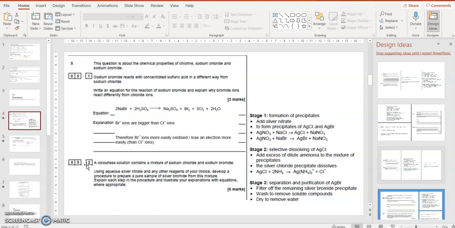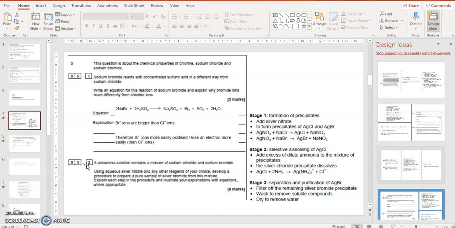You're also going to get some sodium nitrate, NaNO3. That's easy enough to work out that that's what you've got left over. And then the harder question is, how do you get the sodium bromide out when they're both precipitates? AgCl is a white precipitate, AgBr is a cream precipitate. But you should know that if you add dilute ammonia solution, silver chloride dissolves in dilute ammonia solution, whereas silver bromide only dissolves in concentrated ammonia solution.